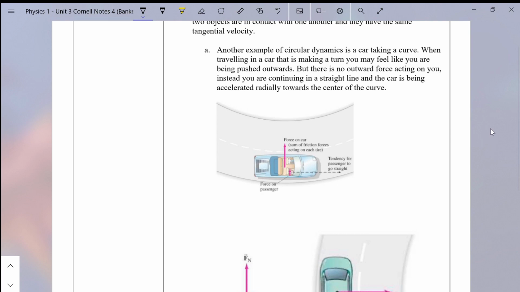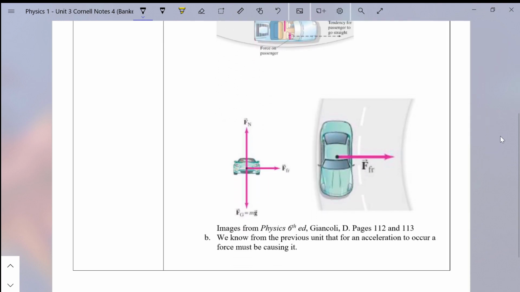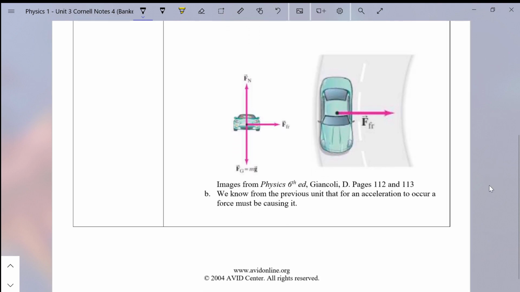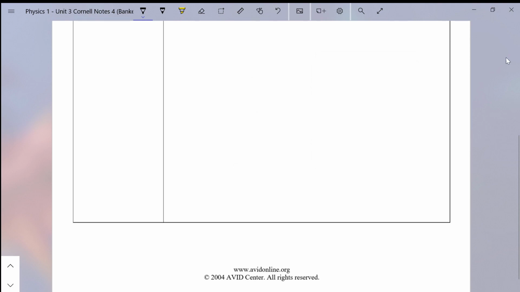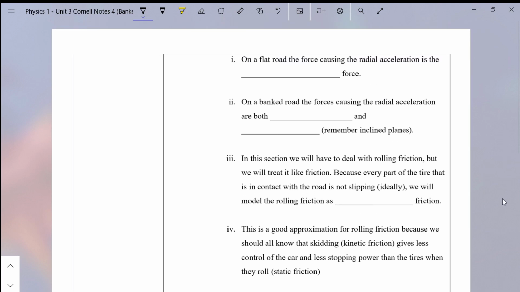You can see this in the diagram that I posted on this packet. If we draw a free body diagram for the car from the front view, we have a normal force and a gravity force acting opposed to each other. The acceleration should be 0. In the x direction, we have this friction force, and it causes our radial acceleration. So we know there's a radial acceleration, there's some force causing it, and that force here is actually friction.